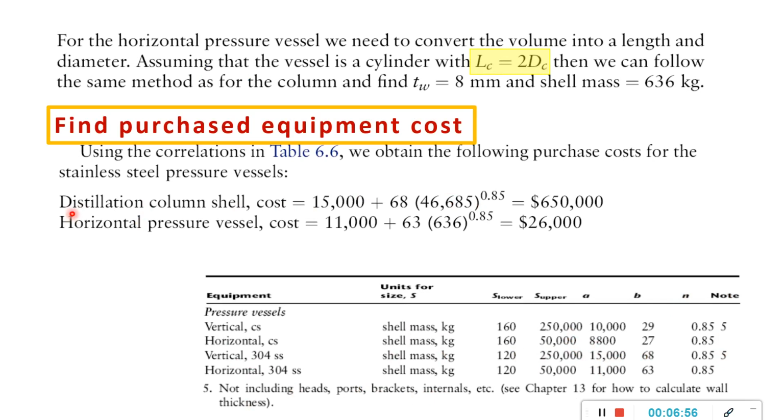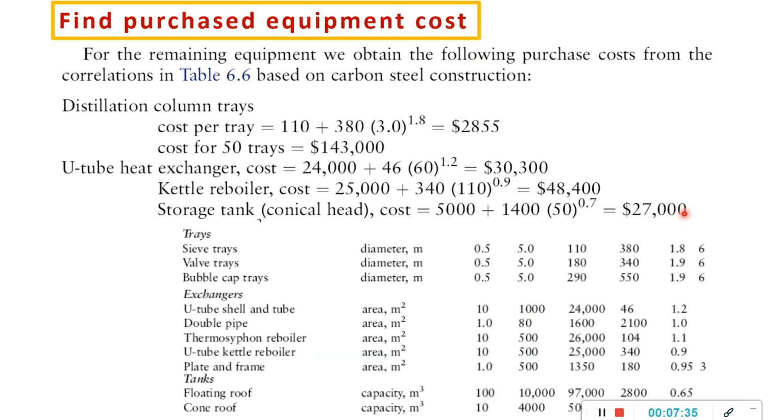Okay, so the distillation column shell costs 6,050 K. For the horizontal pressure vessel, this is horizontal, so we look at horizontal 304 stainless steel, and the mass is 6 in this range. Then we substitute A, which is 11,000, and B is 63, and the mass to the power of n, so what we get is 26K. That one is for the distillation column and the vessels.